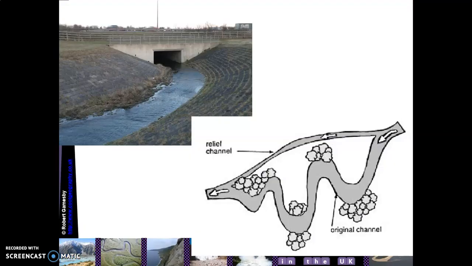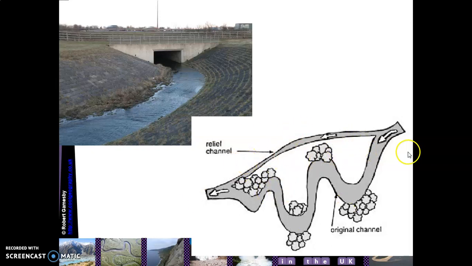So flood relief channels, you may or may not have seen these. There's not many around Manchester. There is one that runs through Chorlton. If you ever take the tram from Sale Water Park to Manchester, the tram goes through it. A flood relief channel is where basically a new channel is created on a river. So you can see it on the image here.